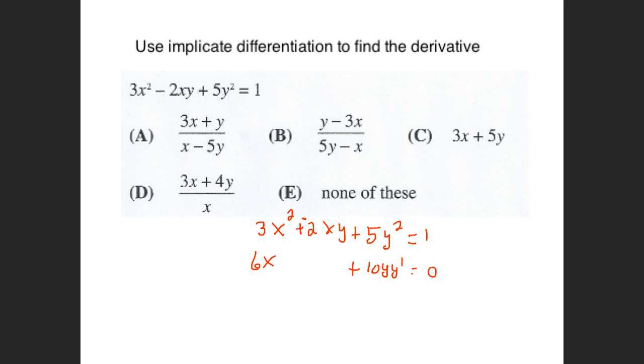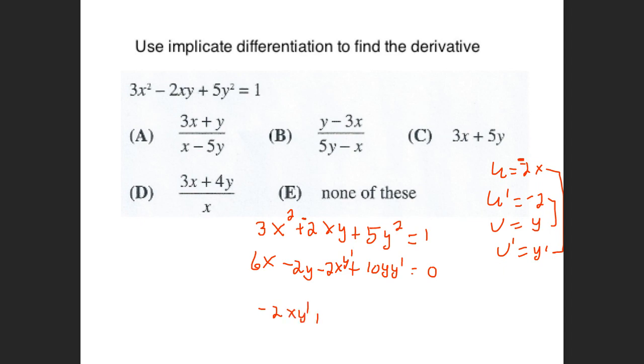Now here, I'm going to let u equal negative 2x. U prime is equal to negative 2. V is equal to y. V prime is equal to y prime. So inside gives me negative 2y. Outside gives me negative 2x y prime. I'm going to keep all the y primes on one side, so I'm going to subtract 6x off and add 2y. So this ends up being negative 2x y prime plus 10y y prime is equal to negative 6x plus 2y. I'm going to factor out a y prime.